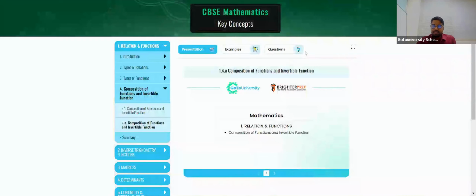Composite functions. What is a composite function? Let me give an example. Say y is equal to x plus 5. Let me rename it as f of x, simply I'll write f of x is equal to x plus 2. This is a function.